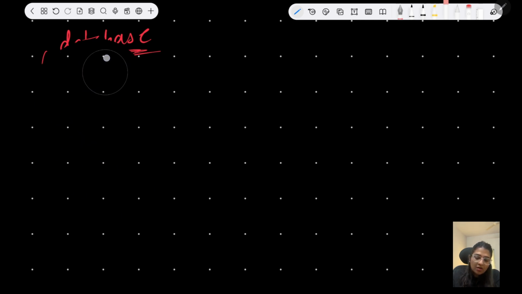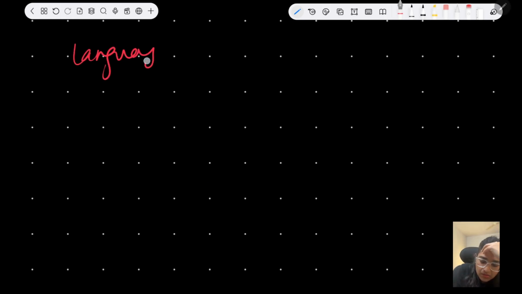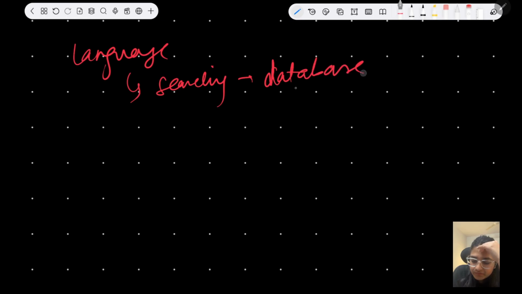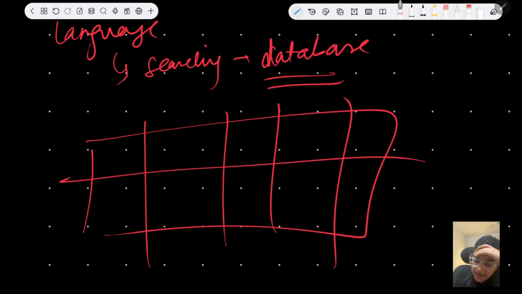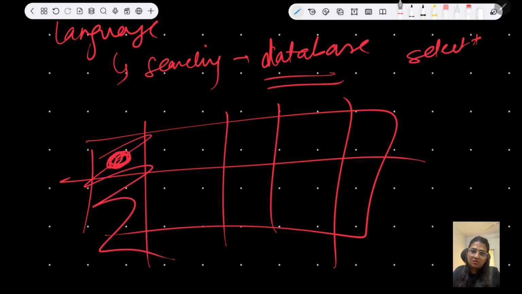So SQL is used to query through a relational database. Now what happens is that it's a language. Okay. But what is that language doing? That language is in essence searching through stuff of the database. This is your database. It's a table. And when you write a SQL query, select star from this, then you are going to get the information from this. So the whole thing it's doing is it's doing search.